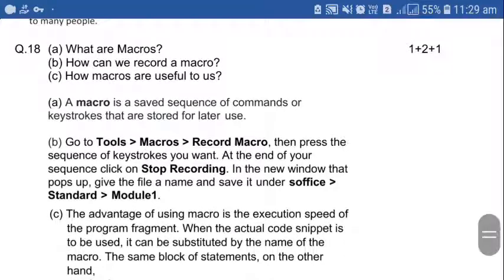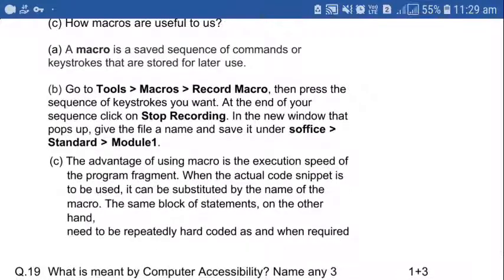Question number 18, what are macros? How can we record a macro? How are macros useful to us? A macro is a saved sequence of commands or keystrokes that are stored for later use.